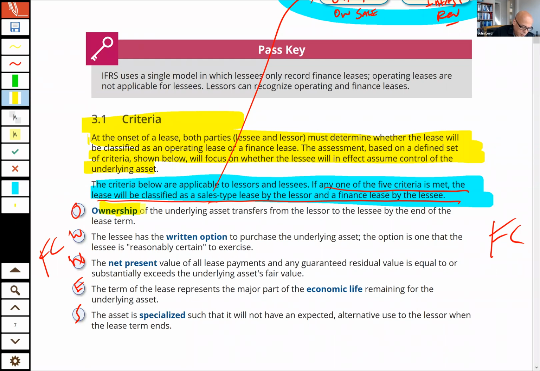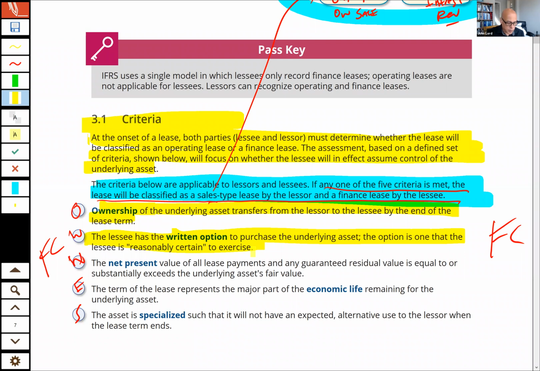But if there is some sort of ownership transfer by the end of the lease term, then we're going to treat that as a finance lease. So sometimes the lease will read that at the end of the term, the asset will transfer over to the lessee. Well, that would be a reason to treat it as a finance lease, okay? If there is a written option to purchase and it is reasonably certain to be exercised.